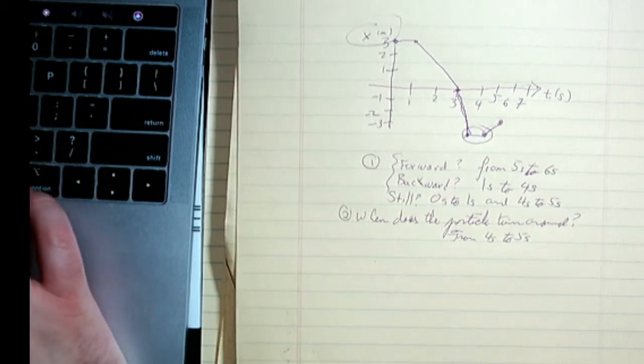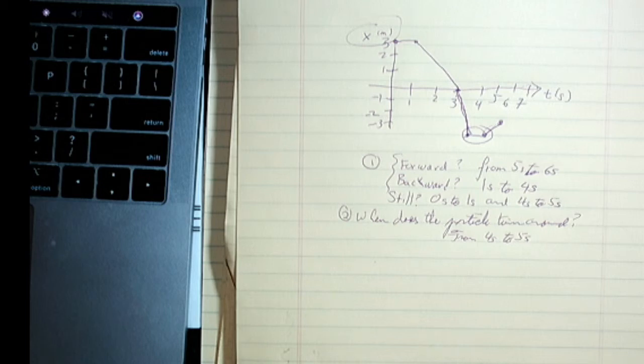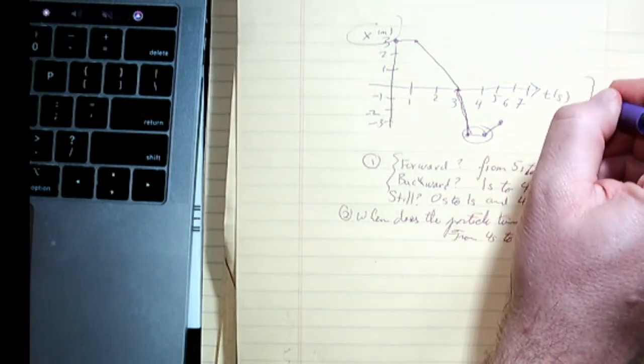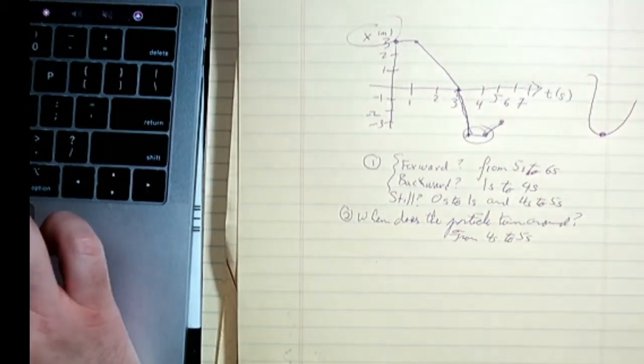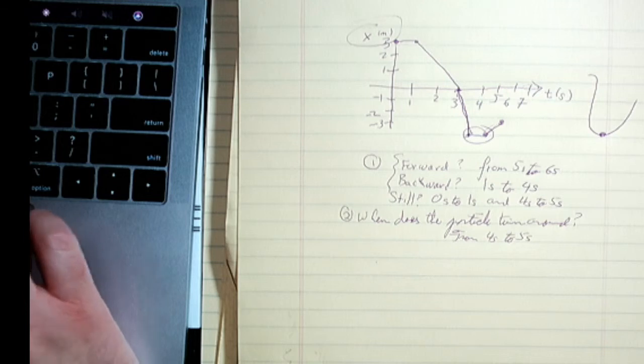That's when it's turning around. It doesn't turn around at a discrete point. If this thing were smooth, then we'd say there's the point where it turns around. It was moving downwards, then it moves upwards. But there's nothing like that in this graph. This graph is a bunch of line segments.